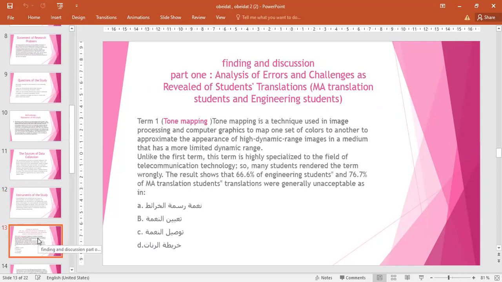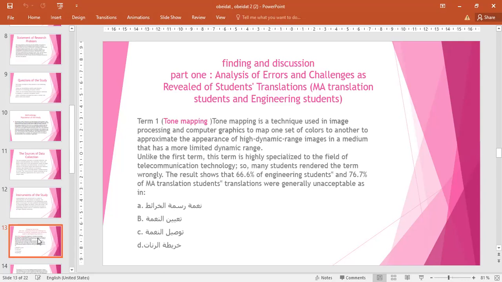For the findings and discussion section, the chapter is divided into parts. The first one is analysis of errors and challenges as revealed in the translations of MA translation students and engineering students. Term 1, tone mapping. Tone mapping is a technique used in image processing and computer graphics to map one set of colors to another to approximate the appearance of high dynamic range images in a medium that has a more limited dynamic range.